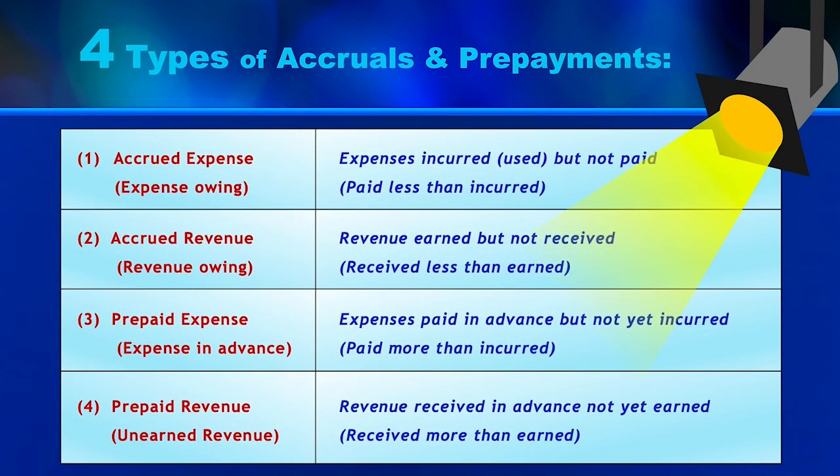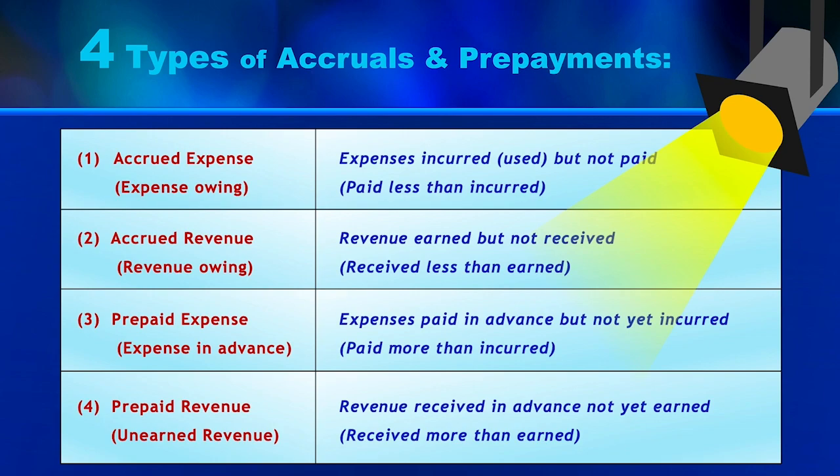So once again, there are our 4 types: accrued expenses. And we learned that the accrued expense or expense owing would be expenses incurred but not yet paid. In other words, the amount paid is less than the amount incurred. Then we have accrued revenue, where the revenue received is less than the revenue earned. So therefore, it is revenue earned but not yet received.